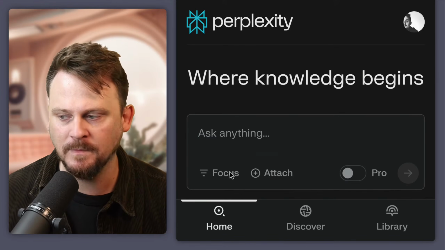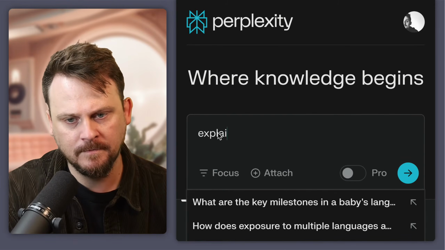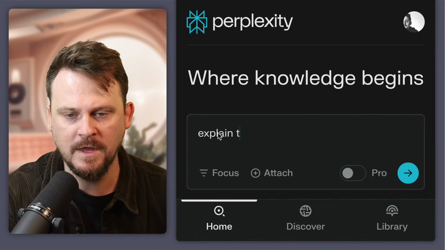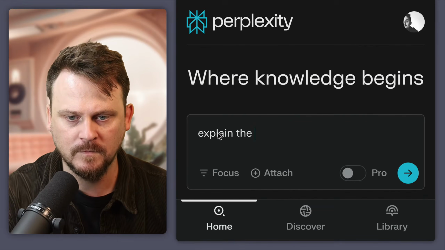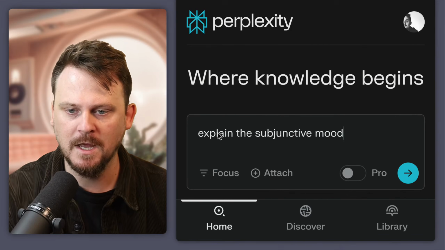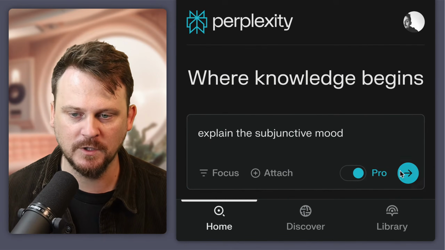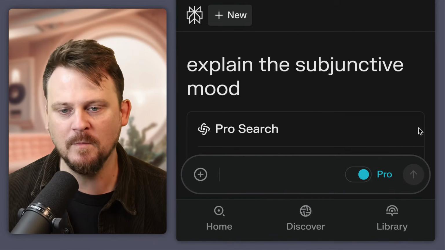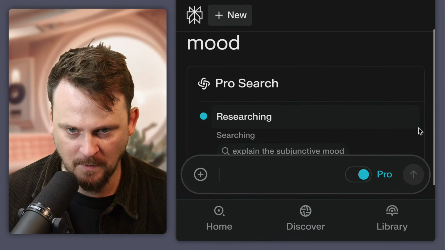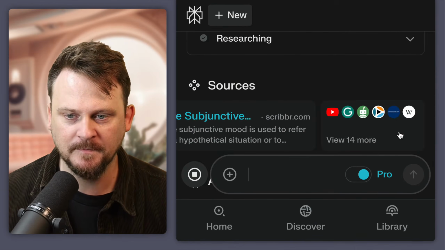Okay, so for example, explain the subjunctive mood. I'm going to do a pro search. Usually it's a little bit more in-depth, okay? So I want to understand this. So some sources here.